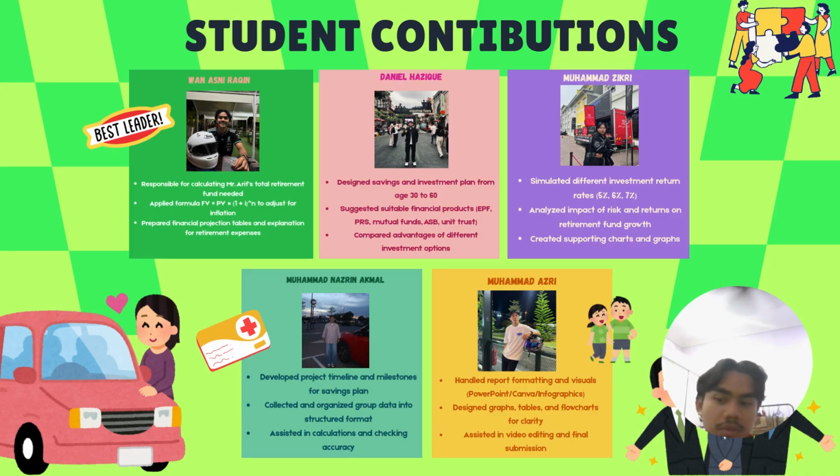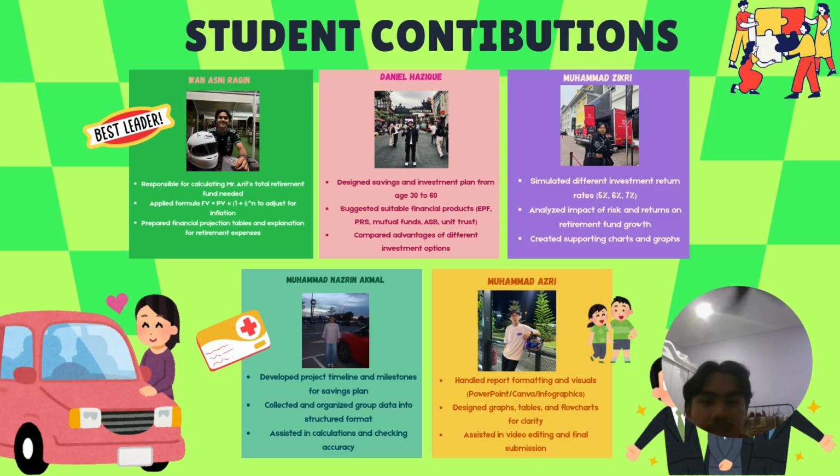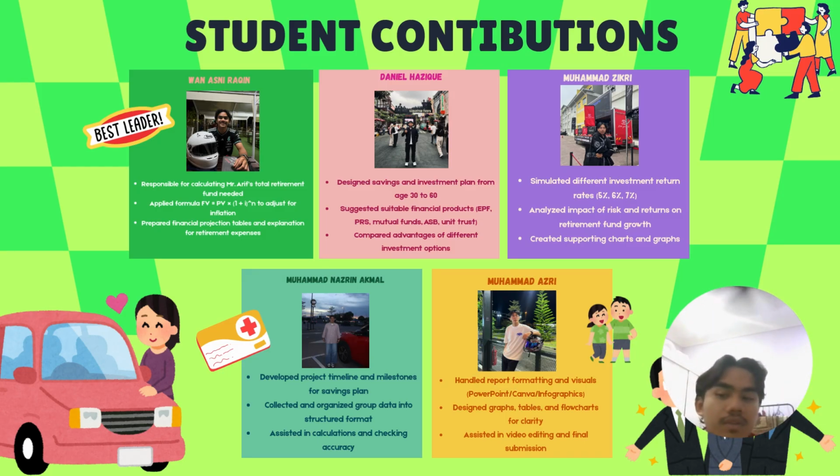He suggested suitable financial products such as EPF, PRS, mutual funds, and also ASB and other unit trusts, while also comparing their advantages. Next is Muhammad Zikri. He simulated the difference between different investment return rates, including 5, 6, and 7%. He also analysed how risk and return will impact the retirement fund growth and created clear supporting charts and graphs.